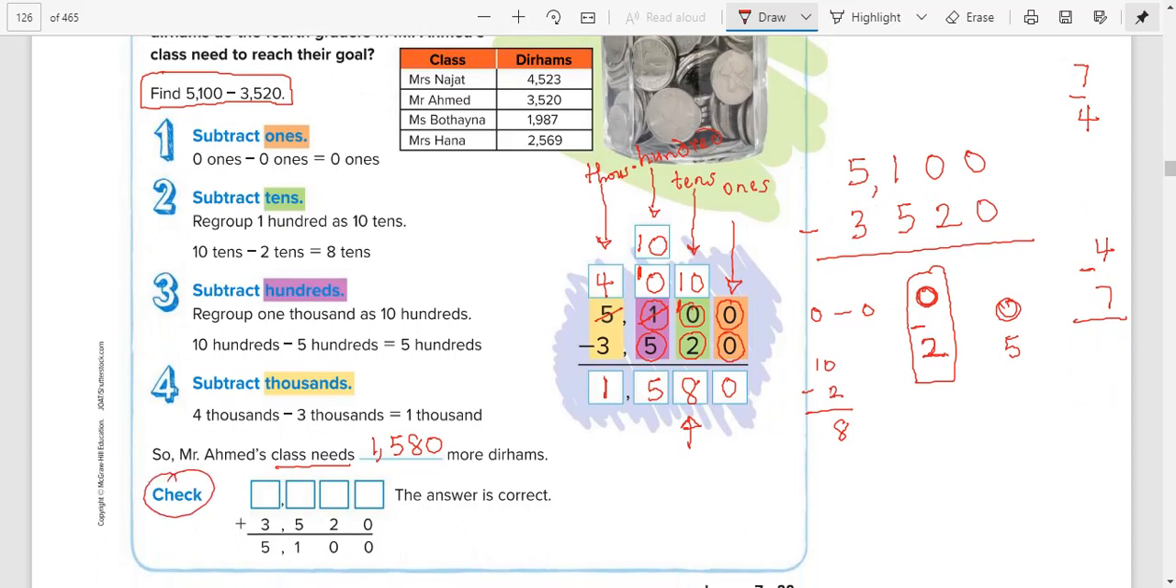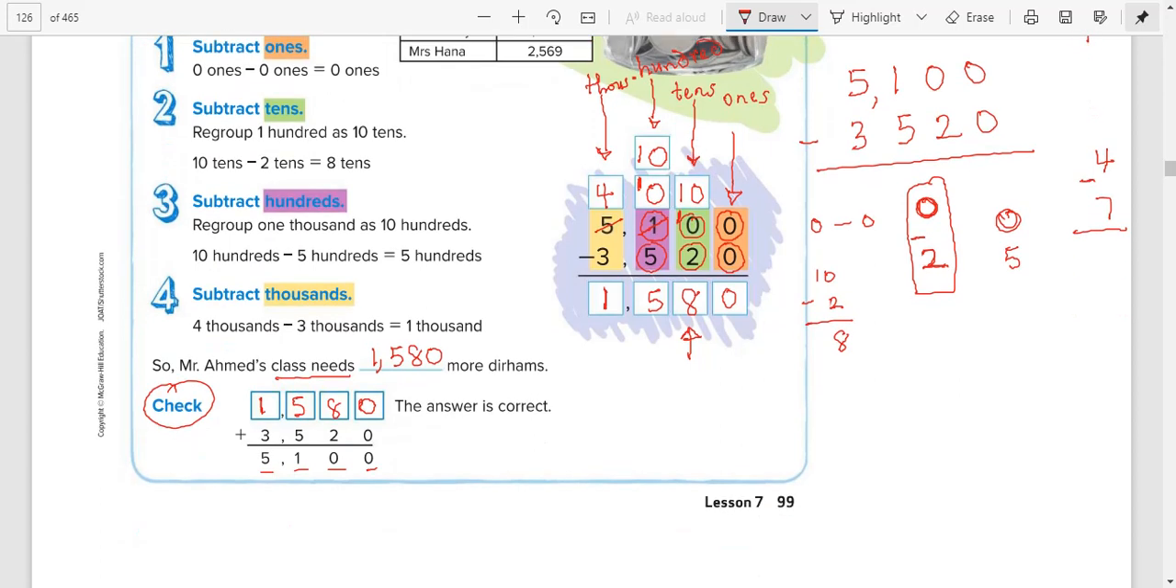Okay, so check. This is just a way of checking quickly. Let's see. How do you check? We have 5,100 as the answer now. So if you add the answer we got, which is 1,580, to 3,520, you should get 5,100 back. Else, there is something wrong. So that's a way of checking. So let's do it. If we do this, now we have 0 plus 0 is 0, 8 plus 2 is 10.